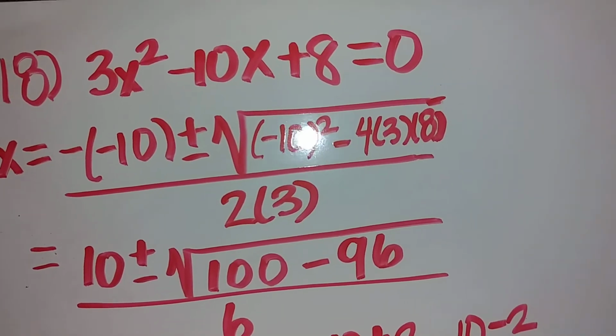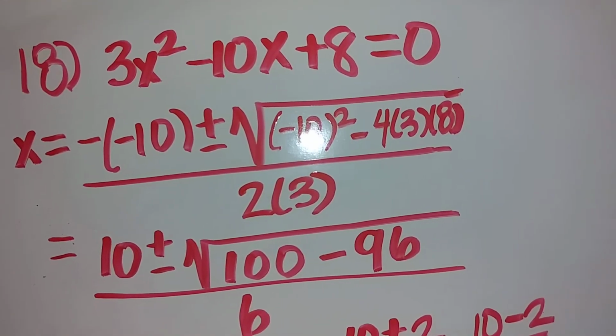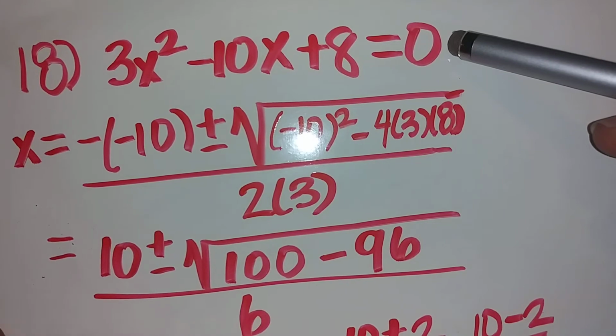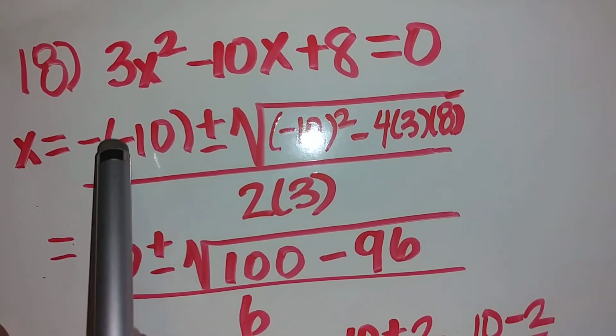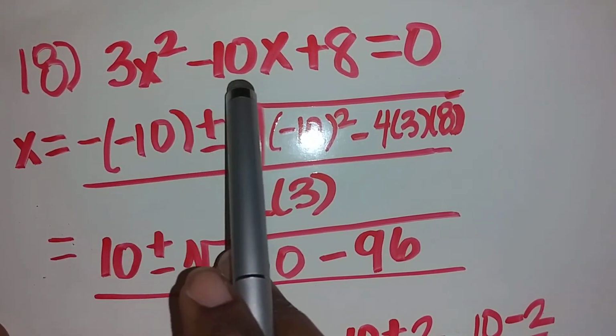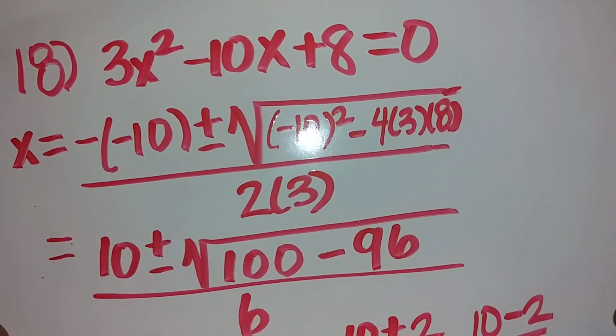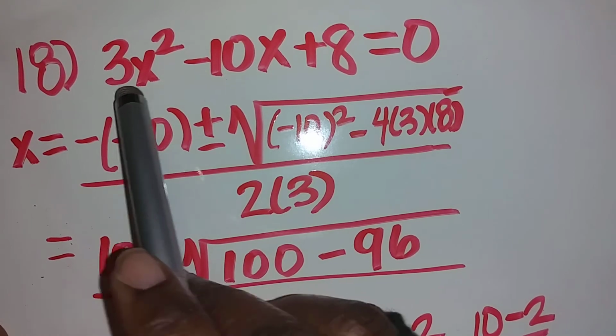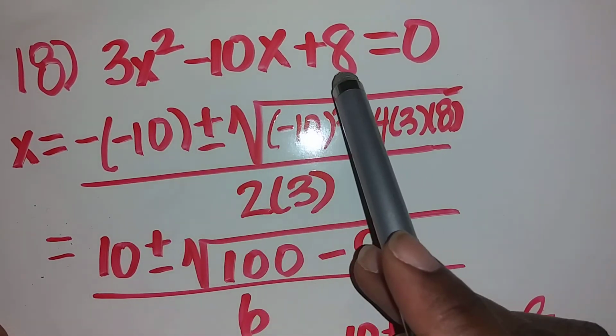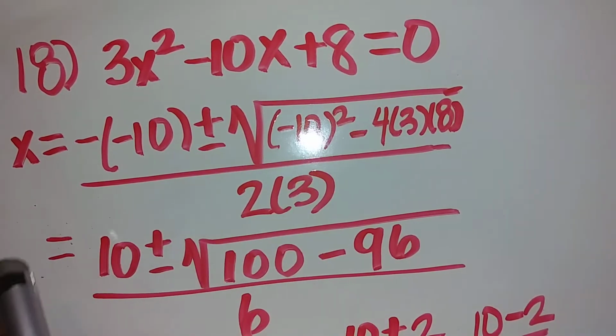So the first thing I did is I want to make sure that my equation is written in standard form. So I do see 3x squared minus 10x plus 8 equals 0. I want it to look like that to do the quadratic formula. A is 3, B is negative 10, and C is 8. I plugged it into my formula here.